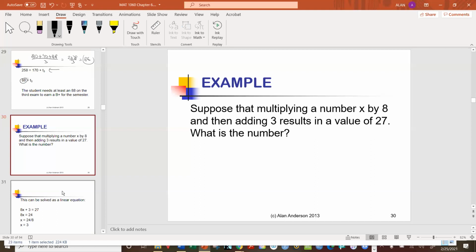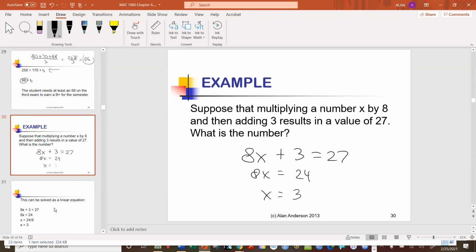All right, so how would this work? Now remember, you're being told that if you multiply this number by 8 and then add 3, you're getting 27. So this is your starting point. Once you get this straightened out, the rest is easy. You just subtract the 3 from both sides and divide out the 8. Oh my God, it was so easy.